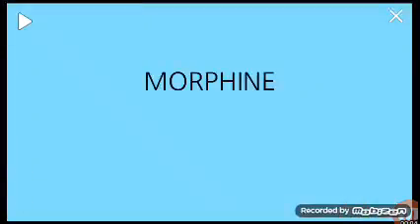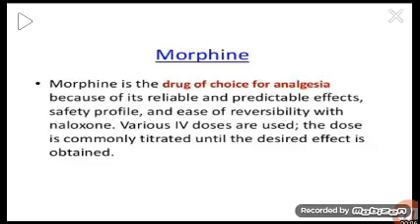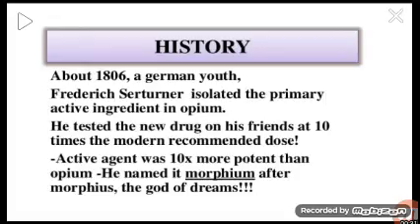Today I am presenting about morphine. Morphine is the drug of choice for analgesia because of its reliable and predictable effects, safety profile, and ease of reversibility with naloxone. Various doses are used. The dose is commonly titrated until the desired effect is obtained.